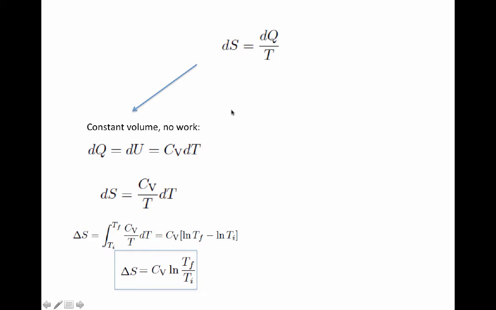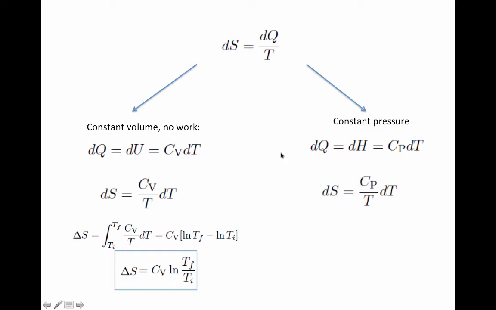Now, you could instead have a process that occurs at constant pressure, in which case the heat flow is equal to the change in enthalpy, which is equal to the heat capacity at constant pressure times the change in temperature. In that case, the change in entropy is given by this formula here, which, as you see, is pretty much the same as this formula here, except we've got the heat capacity at constant pressure instead of at constant volume, and that just leads to a similar formula, again, with the different heat capacity there.